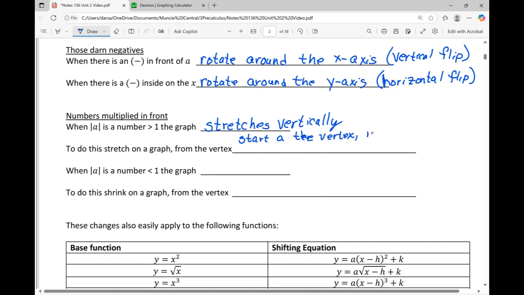We're going to go right 1 and then up or down, whatever that number A was. We're going to go back to the vertex. We're going to go left 1 and then up or down that A that we were looking at.